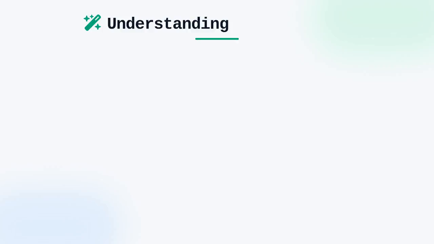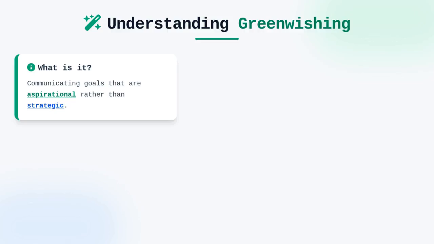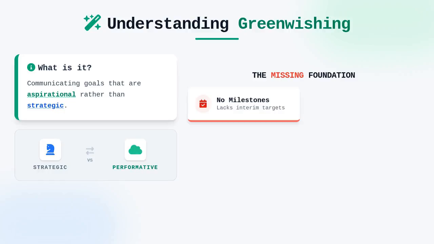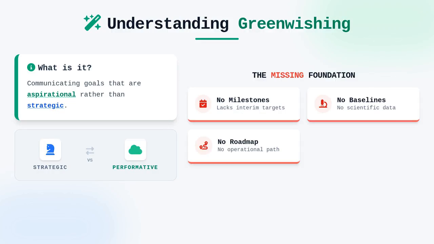The concept of greenwashing serves as a related, yet distinct, challenge where firms communicate goals that are aspirational rather than strategic. Unlike deliberate deception, greenwashing involves announcing long-term net zero commitments that lack interim milestones, scientific baselines, or a clear investment roadmap. For instance, a firm might claim it will achieve carbon neutrality by 2050 without explaining how the necessary technological or operational changes will be financed.